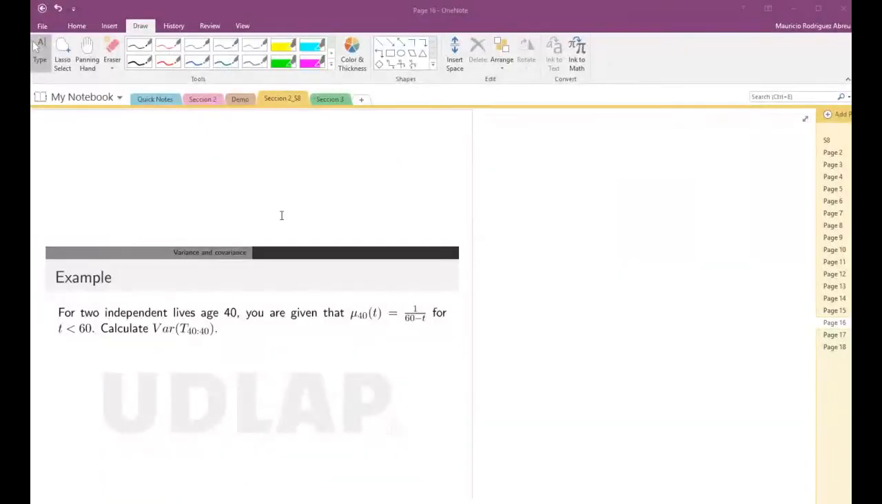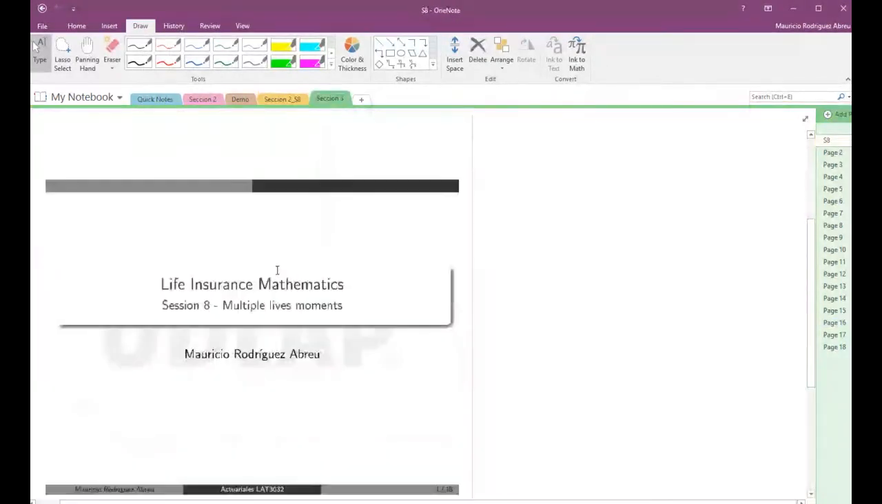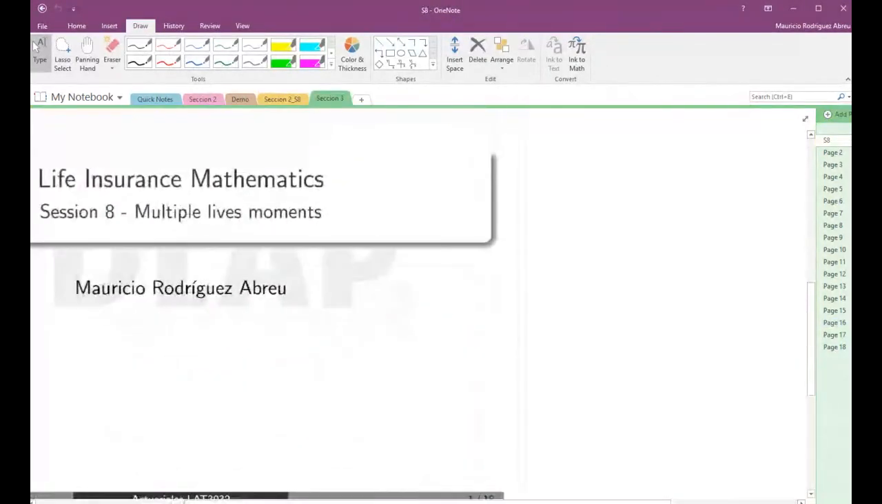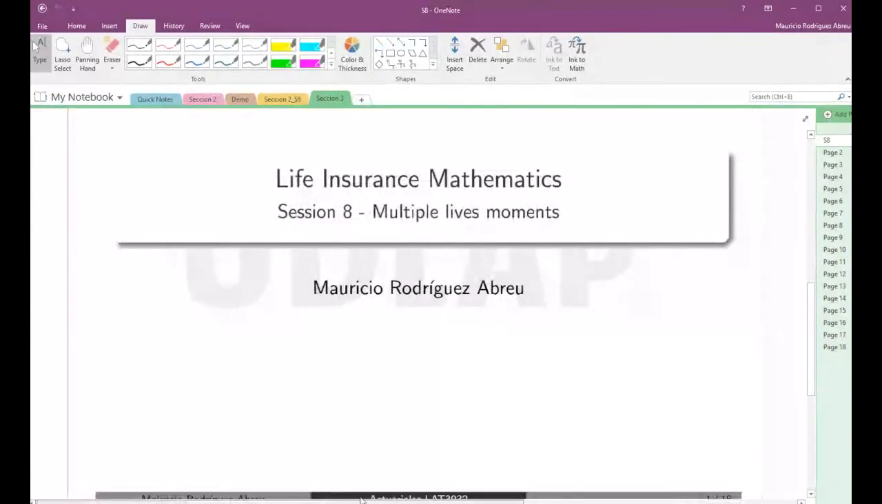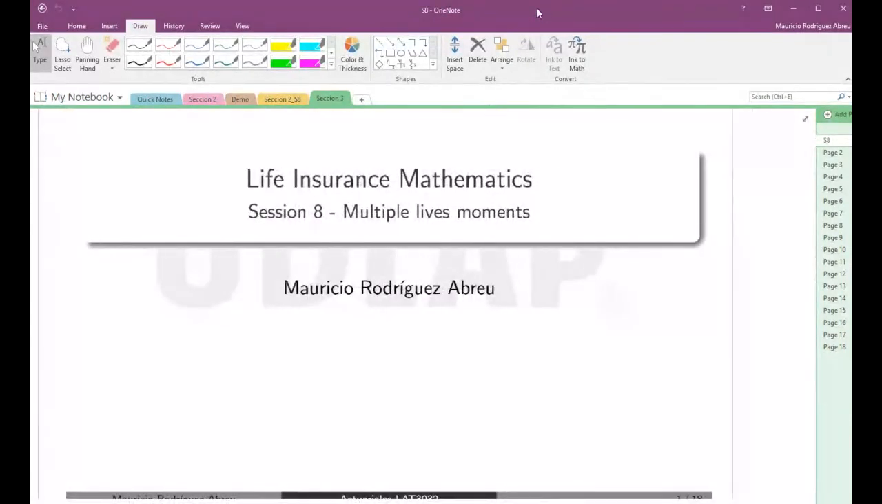Okay, let's start. Again, I don't know what is happening with my OneNote, but now it's not letting me open the slides with color. But yeah, I really don't know why this is happening.